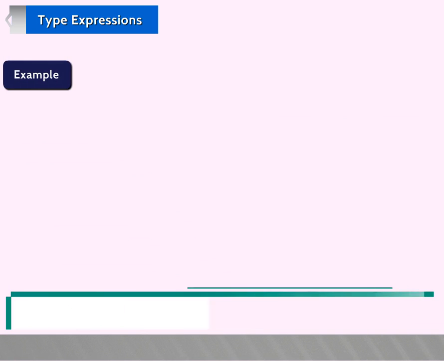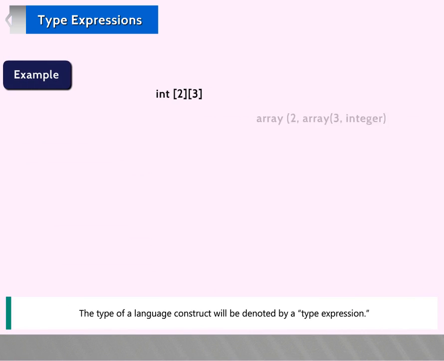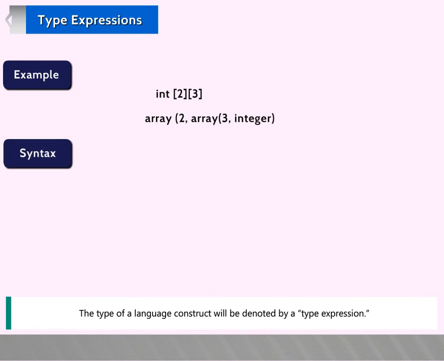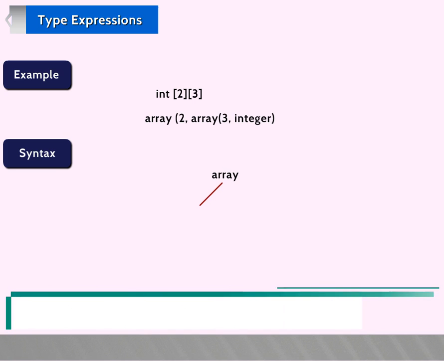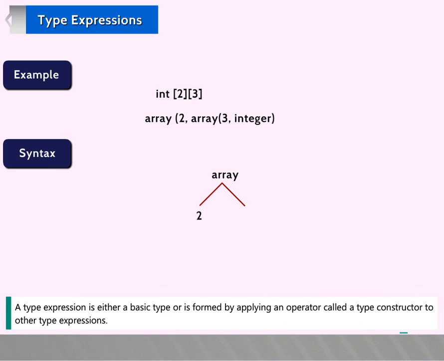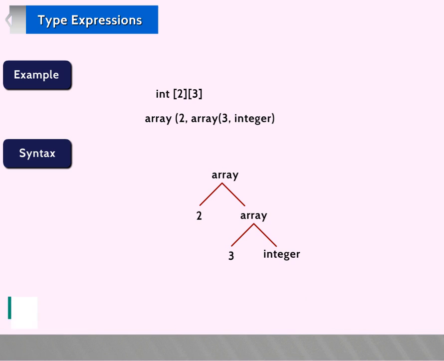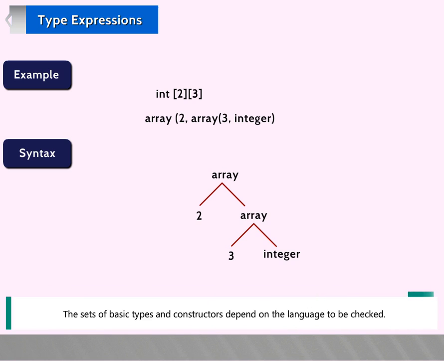Type expressions. The type of a language construct will be denoted by a type expression. A type expression is either a basic type or is formed by applying an operator called a type constructor to other type expressions. The set of basic types and constructors depend on the language to be checked.